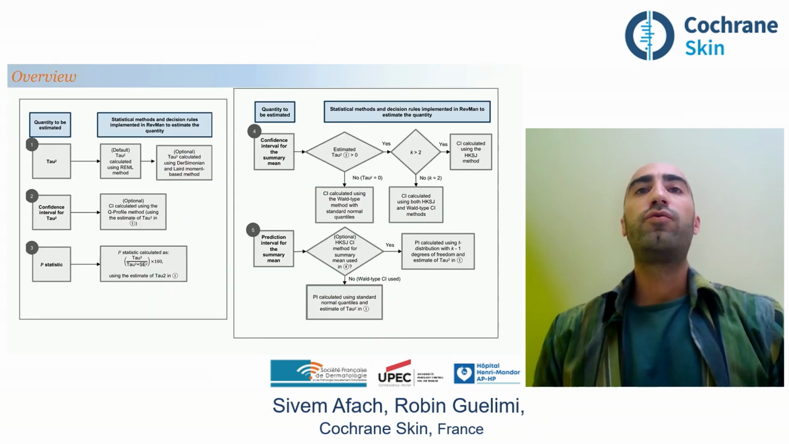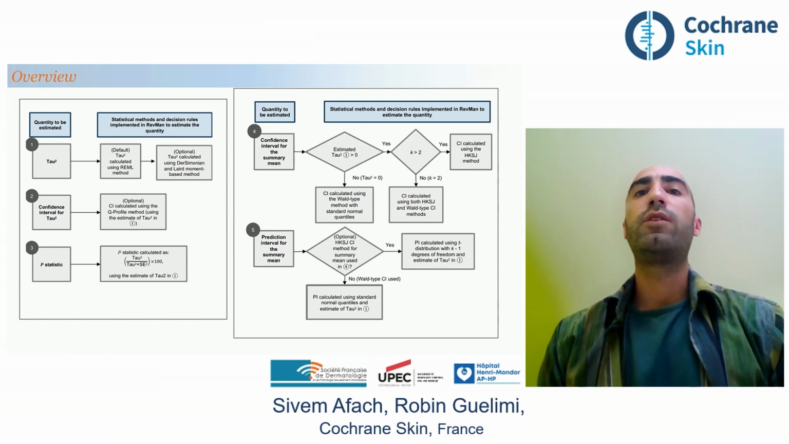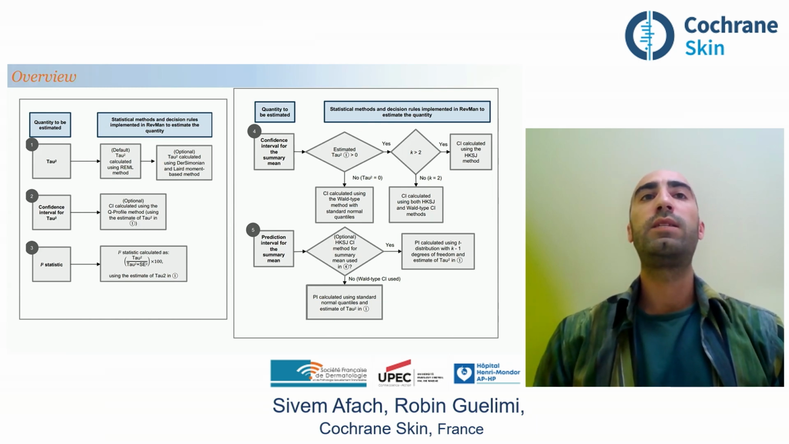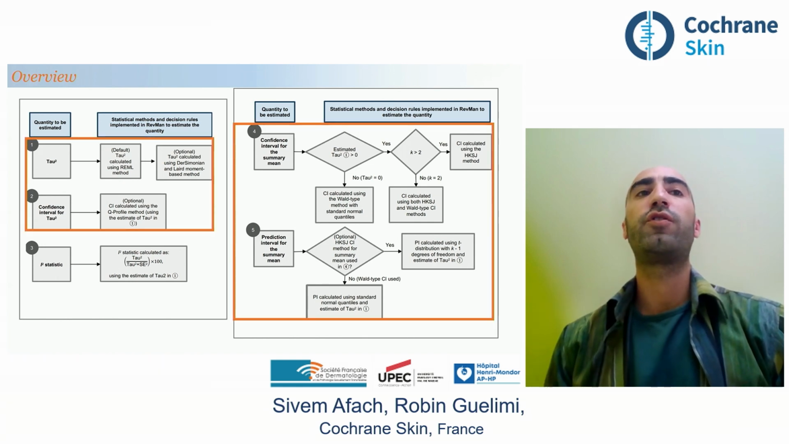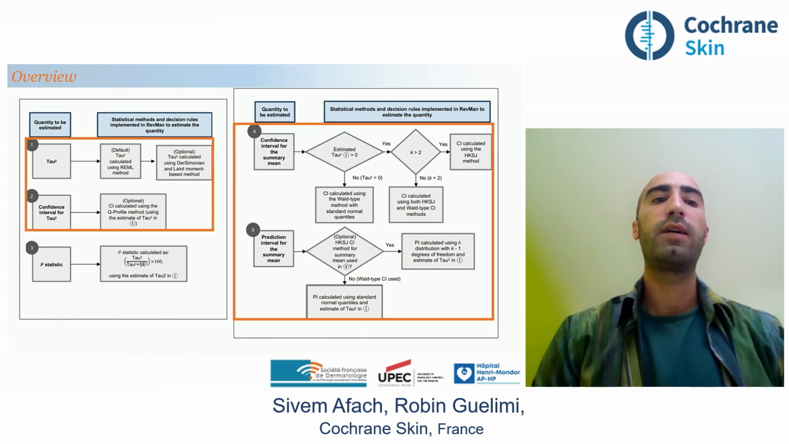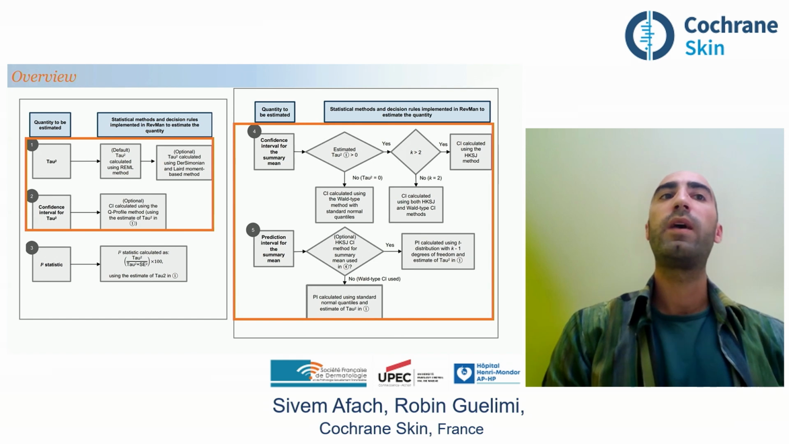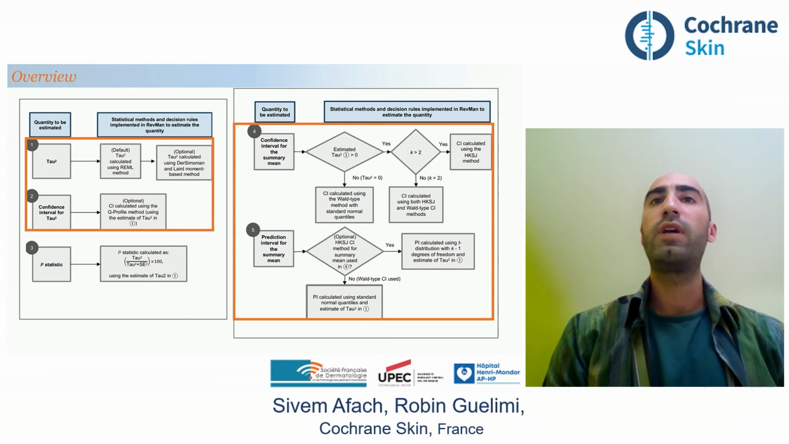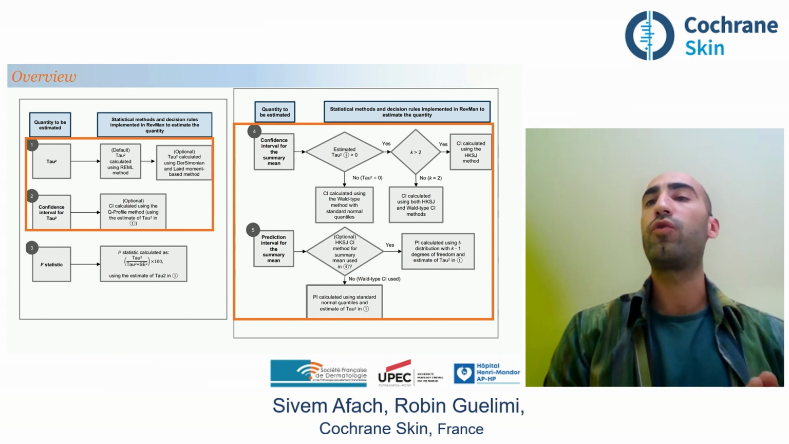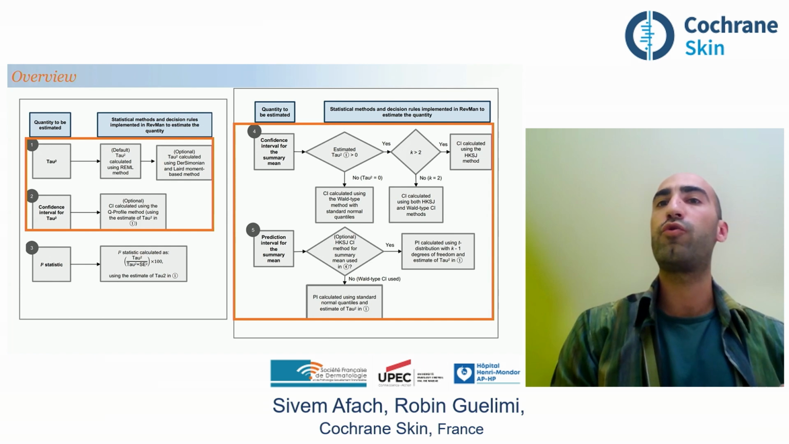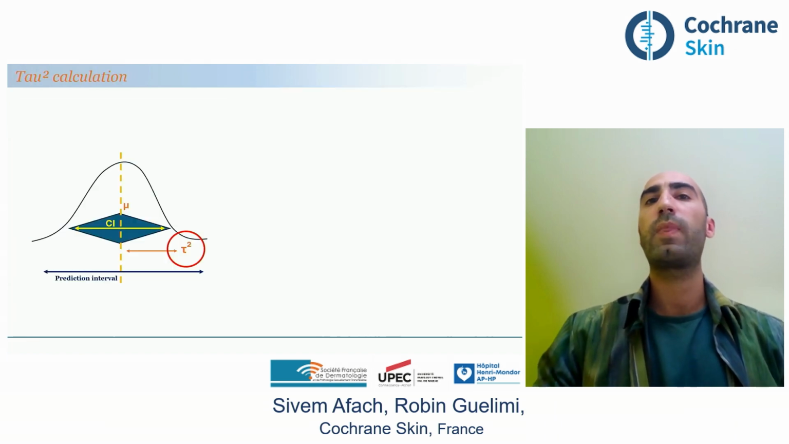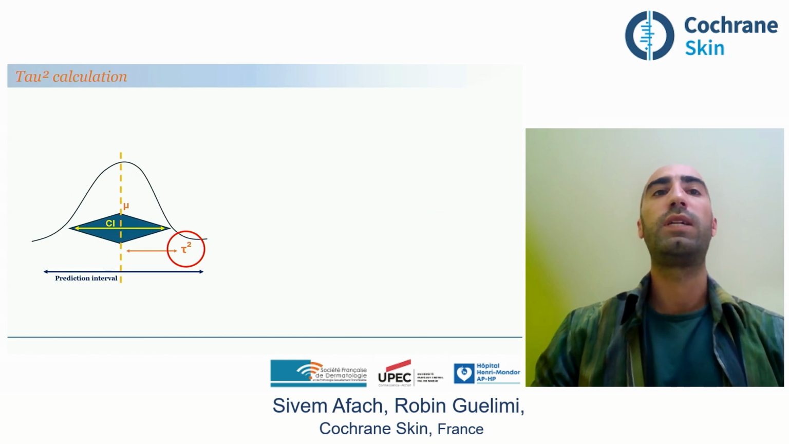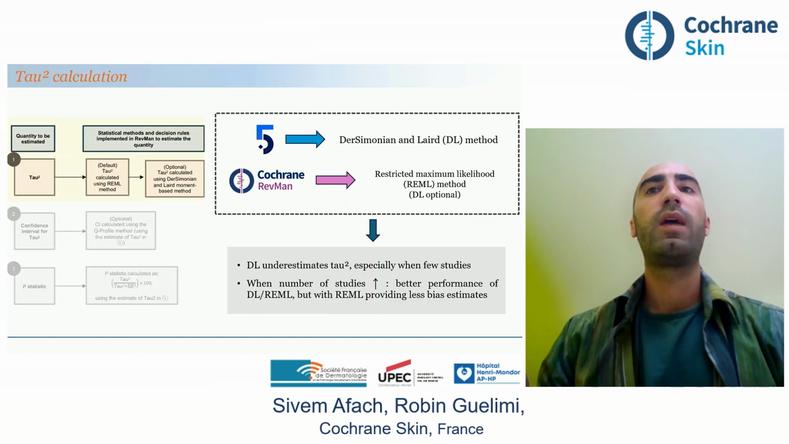So let's have an overview of the recent recommendations and the new implementation in RevMan. In this presentation, we will focus on several aspects: the estimation of tau square, the estimation of its confidence interval, and then the estimation of the confidence interval of the summary mean, and also the prediction interval for the summary mean. We're going to start with the estimation of tau square.